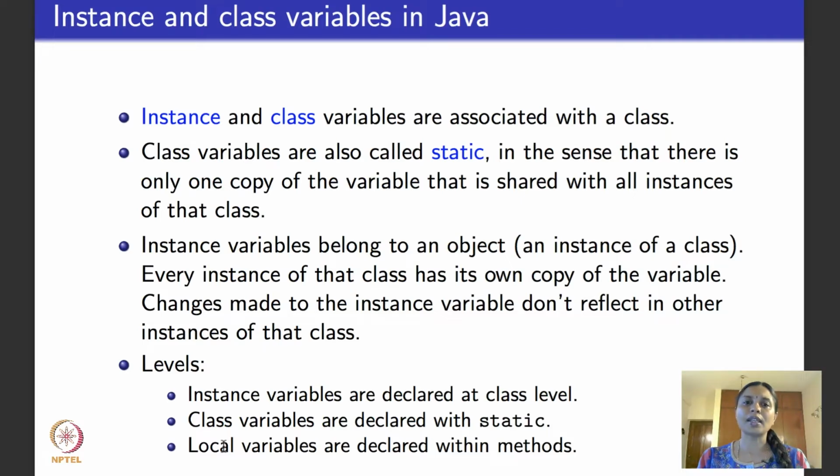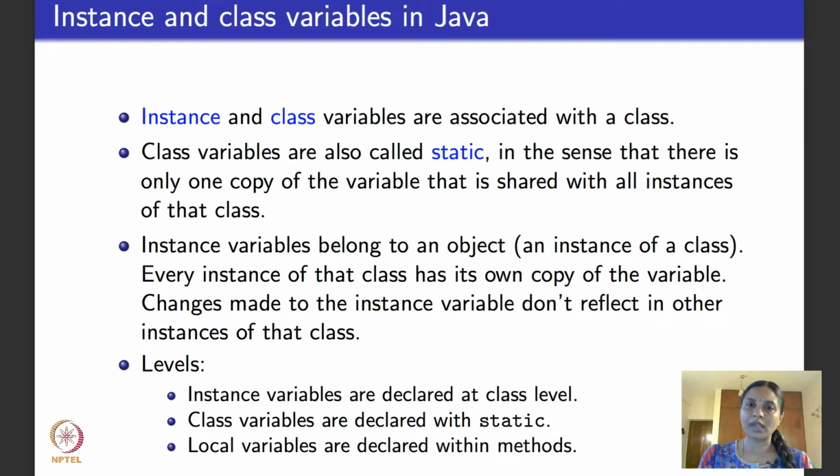They are static in the sense that there's only one copy of the variable that is shared with all the instances of the class. Instance variables, on the other hand, belong to an object or an instance of a class, and every instance of the class has its own copy of the variable. Suppose you have one copy of an instance variable in one object and you make a change; it doesn't reflect in all the other copies of the instance variable.